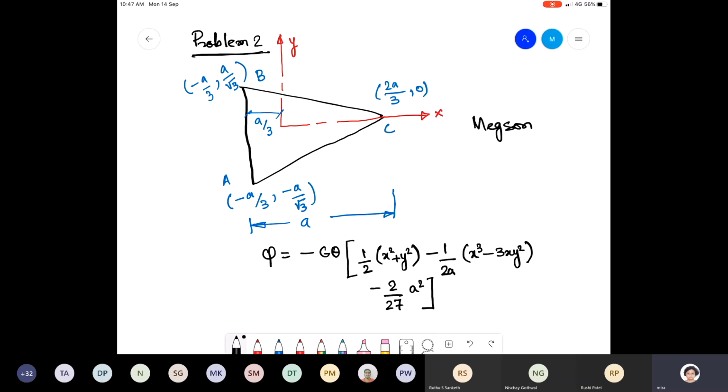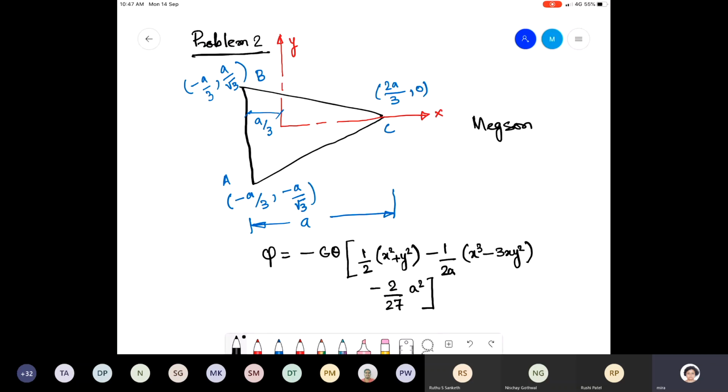The coordinates of the vertices are given. Okay, the x-y axis is also given. The stress function is also given. The expression for the Prandtl stress function is given.